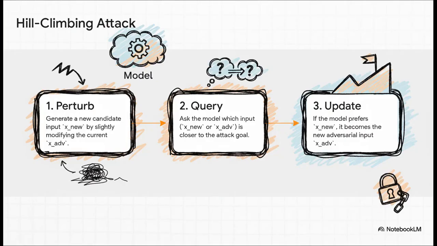And that binary signal guides a simple hill-climbing optimization algorithm. There are 3 steps. 1, perturb. Generate a new candidate input by modifying the current one. 2, query. Ask the model to compare the new input and the current one. And 3, update. If the model prefers the new input, that becomes the new starting point.